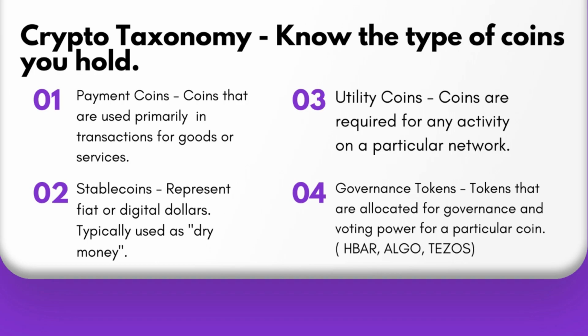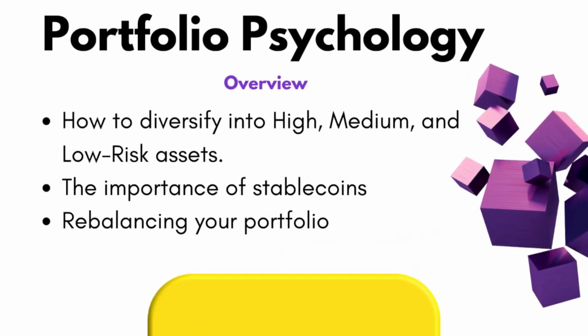Lastly, we have governance, or voting power for a particular network. This category is newer to the space, as protocols are just now starting to expand governance to individual coin holders. This leads us into portfolio psychology.